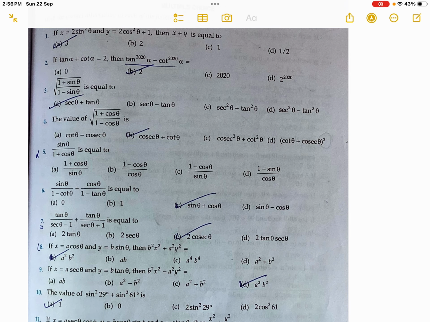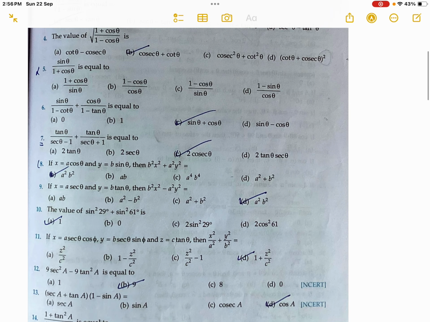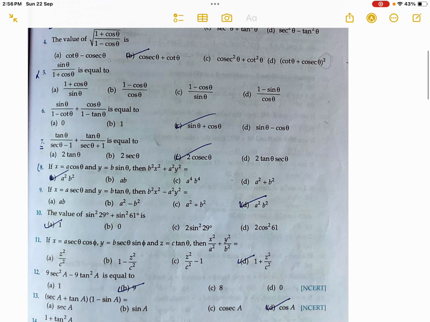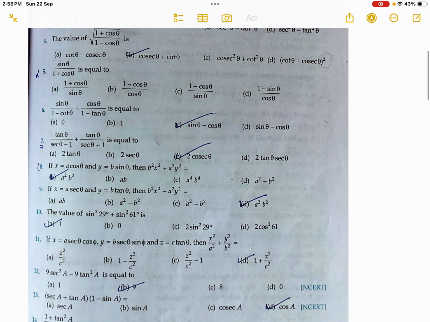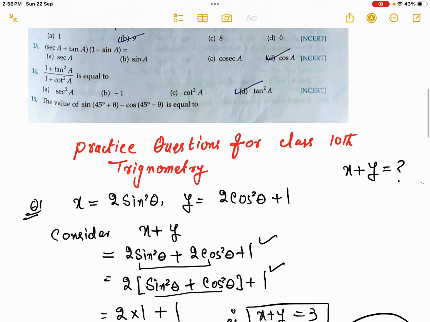Now the second option is very straightforward. I will go to the fifth expression. The fifth expression is sine theta over 1 plus cos theta. Let me rub the board.